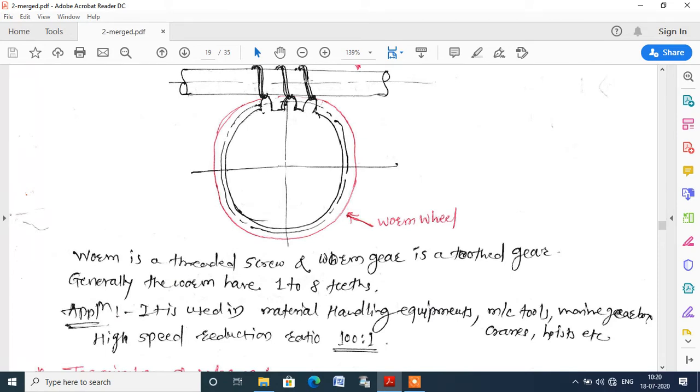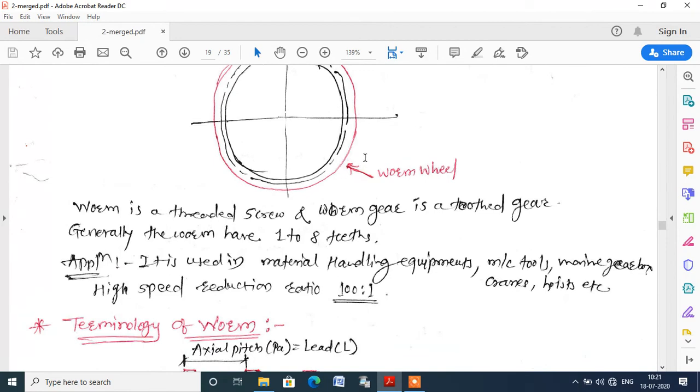Where is it used? This worm and worm gear, or worm and worm wheel, is used in material handling equipment. Then in machine tools, marine gearboxes, cranes, hoists, etc. What is the specialty? Its specialty is that this worm and worm wheel have a high speed reduction ratio, that is, 100s to 1.